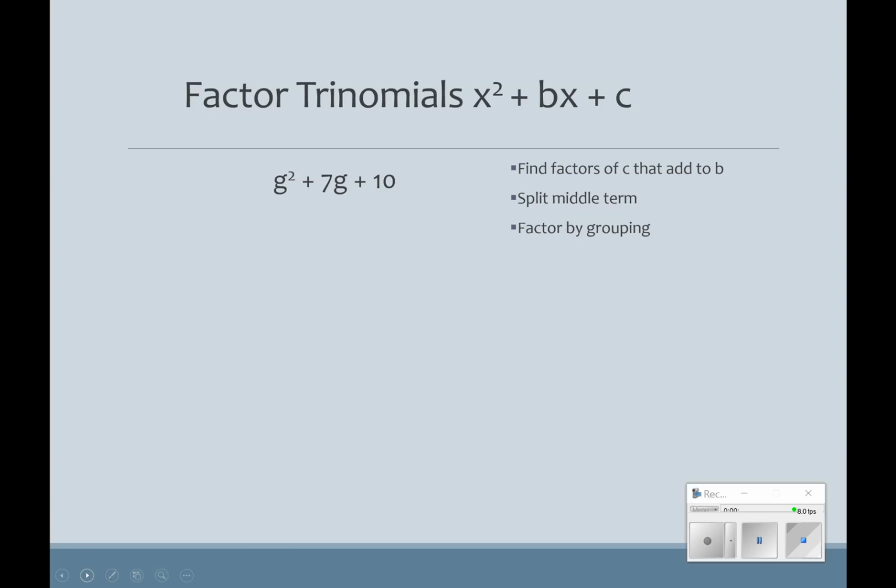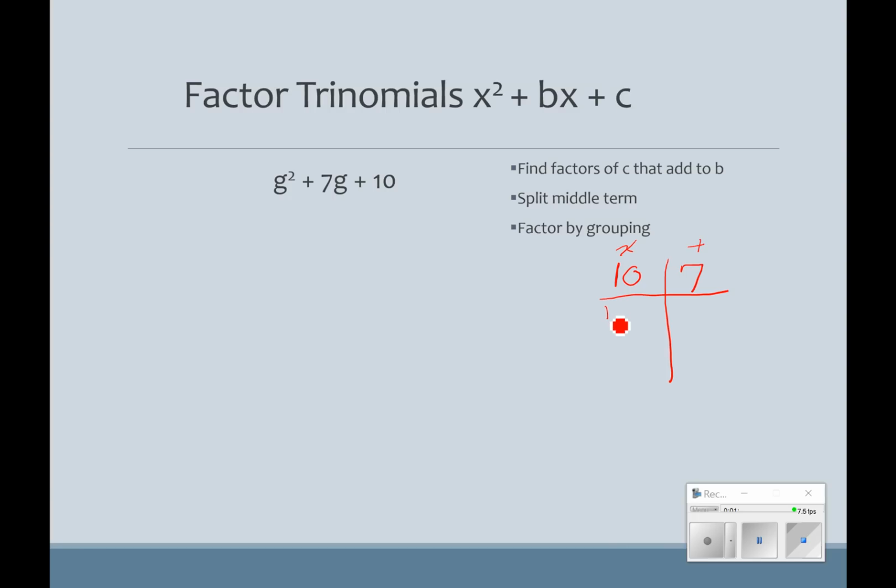All right. So here I've got my trinomial g squared plus 7g plus 10, and I want to find factors of c. So we want to find factors of 10 that add to 7. I suggest, while you're learning this, and since we're just starting, what we call a little T-chart. So I need factors of 10 that multiply to 10 and add to 7.